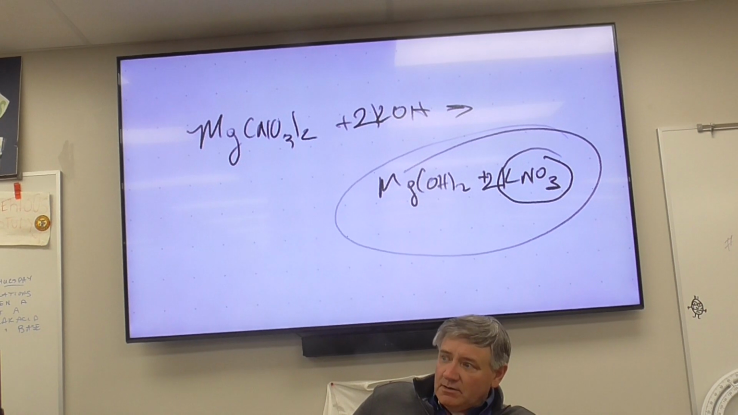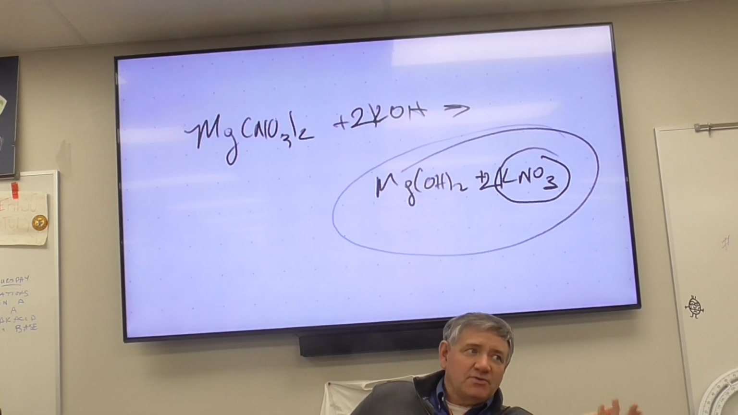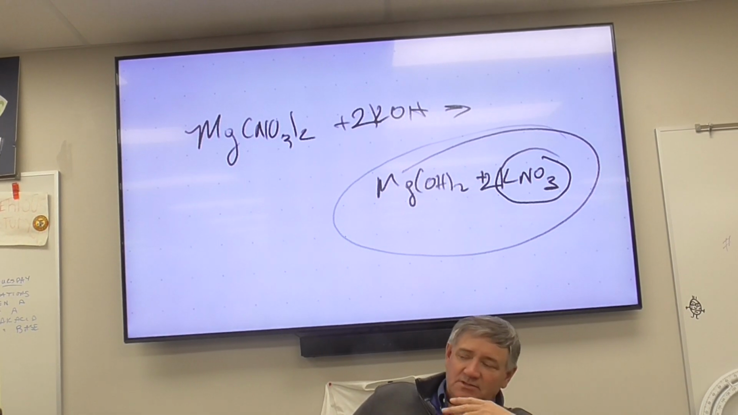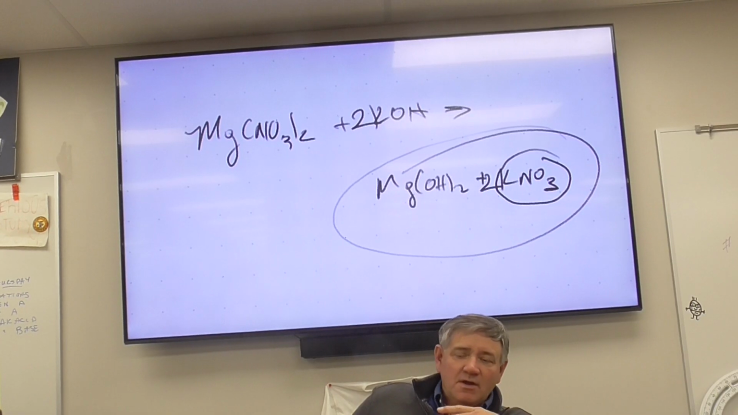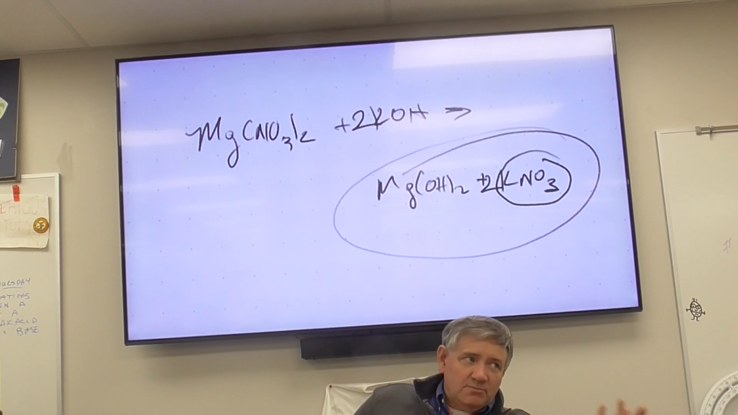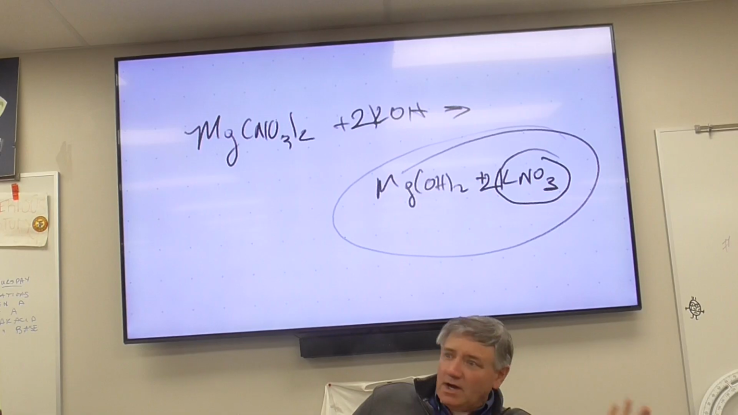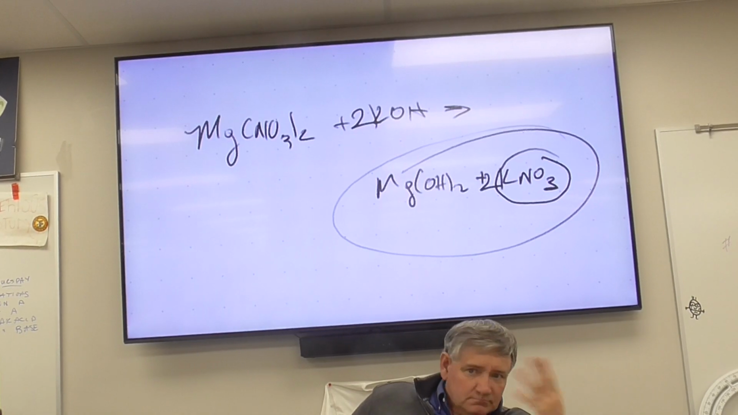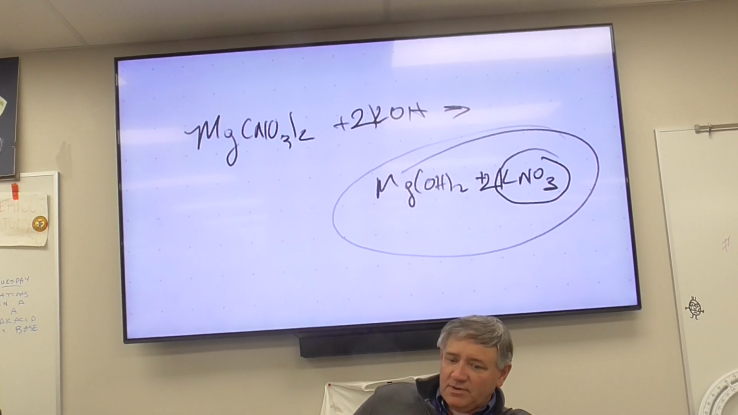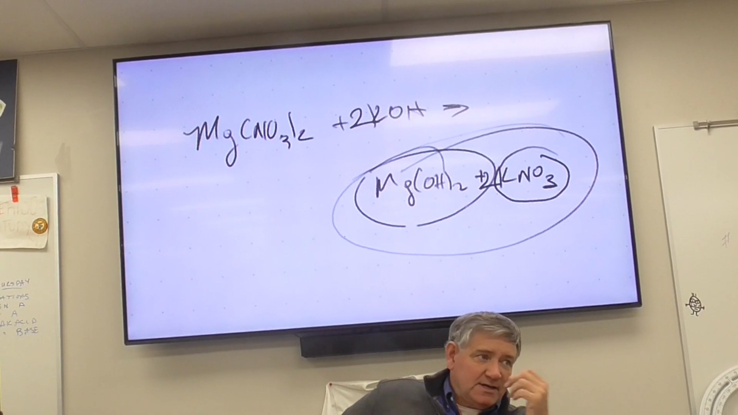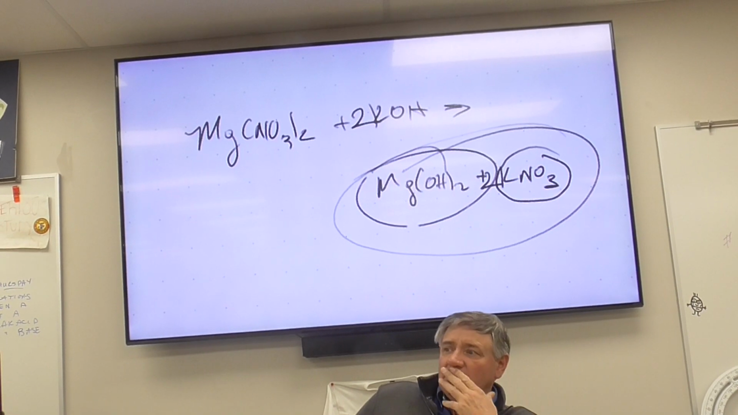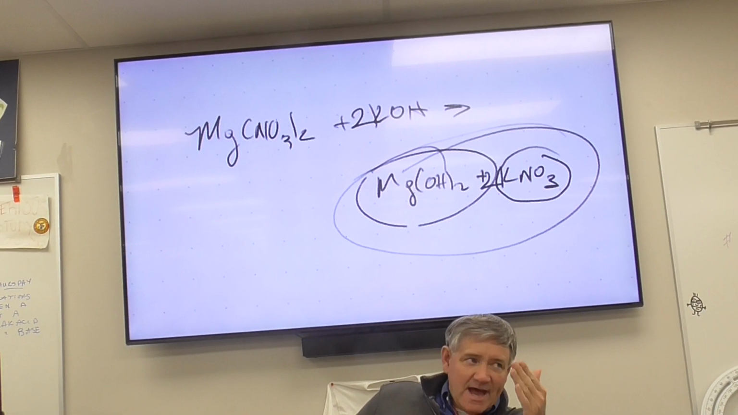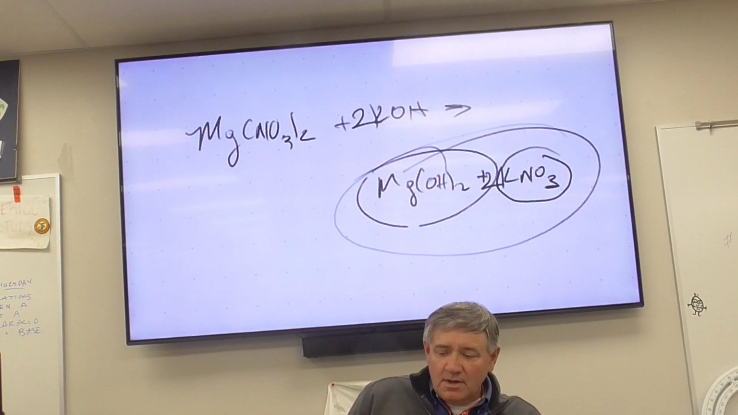just like you can't find a Ka value for hydrochloric acid. It's not there because hydrochloric acid is a strong acid. Therefore, there's no Ka value. Potassium nitrate is soluble. Therefore, you're not going to find a Ksp value for it. Now, can you find one for magnesium hydroxide? All day long, because that's insoluble.